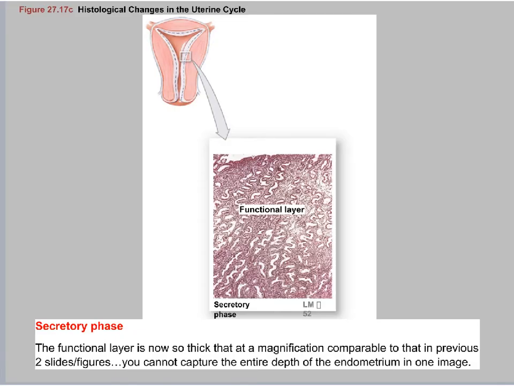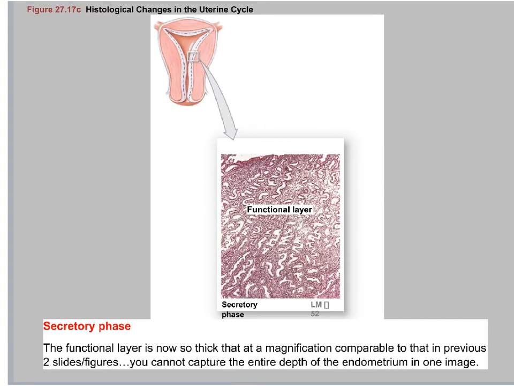And then as we move into the secretory phase, everything that you're able to see in this field of view, all of that is the functional layer. So that functional layer now is so thick that at a similar magnification to the previous slides, all you see is functional layer. And then the uterine glands are really easy to distinguish here. All of these little, almost like white squiggly lines right here, all of those are uterine glands. So you can see that those are beginning to reform.